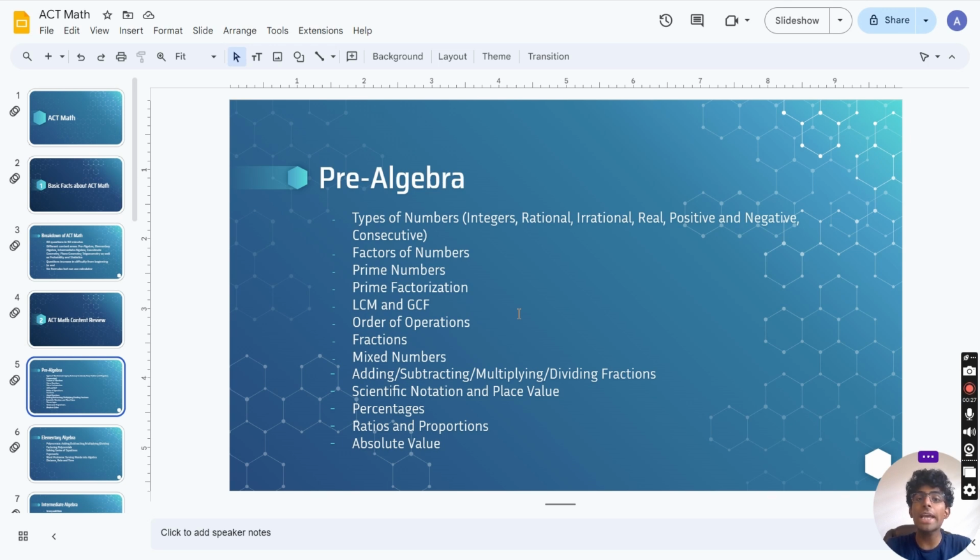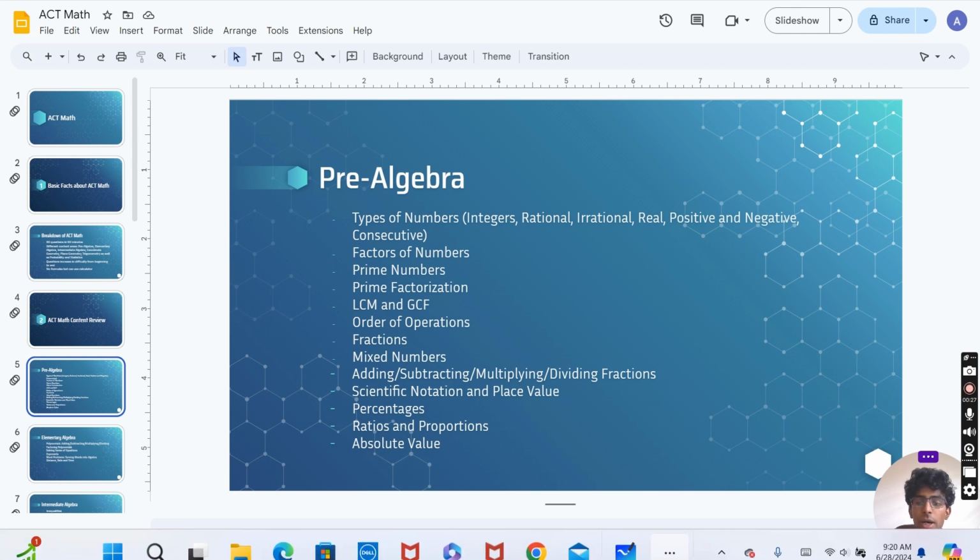We're going to be going over the pre-algebra section of the ACT Math in terms of content areas. Remember, this is the first one of the 7 main content areas. So as you can see on the screen, these are the different subtopics that we're going to be working through. So let's go ahead and get started with types of numbers.